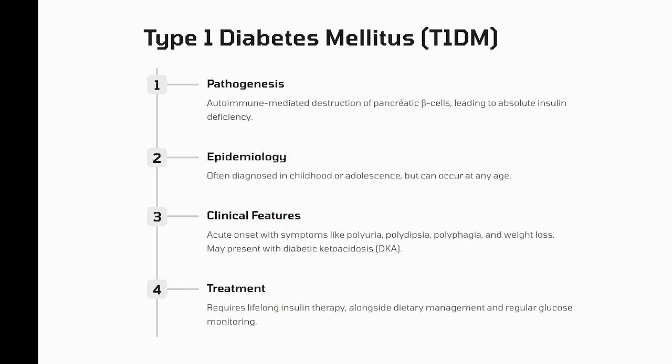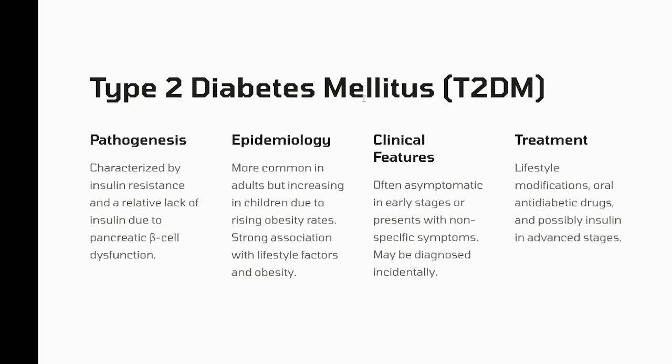Type 2 diabetes mellitus, T2DM. Pathogenesis: characterized by insulin resistance and a relative lack of insulin due to pancreatic beta cell dysfunction. Epidemiology: more common in adults but increasing in children due to rising obesity rates. Strong association with lifestyle factors and obesity. Clinical features: often asymptomatic in early stages or presents with nonspecific symptoms. May be diagnosed incidentally. Treatment: lifestyle modifications, oral anti-diabetic drugs, and possibly insulin in advanced stages.